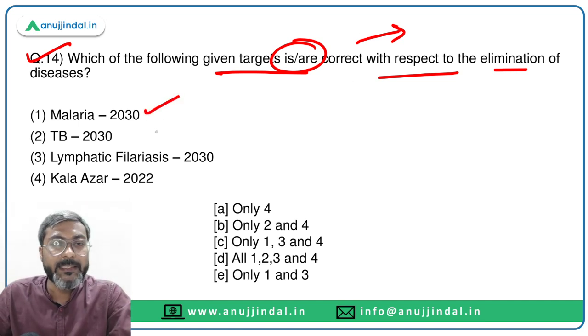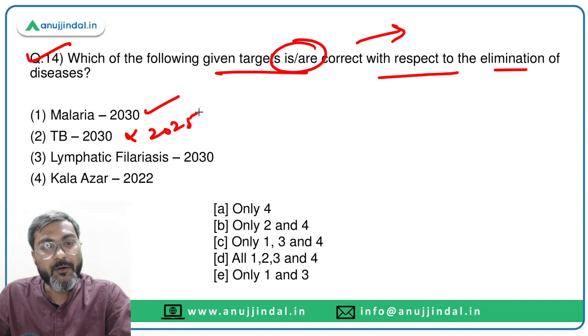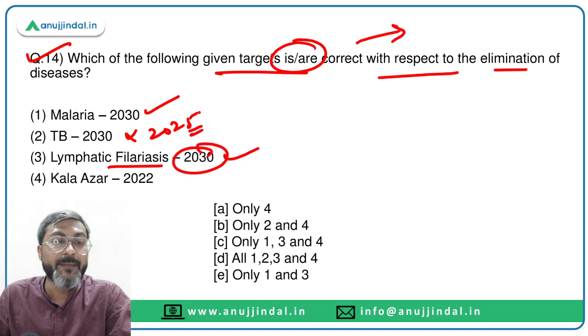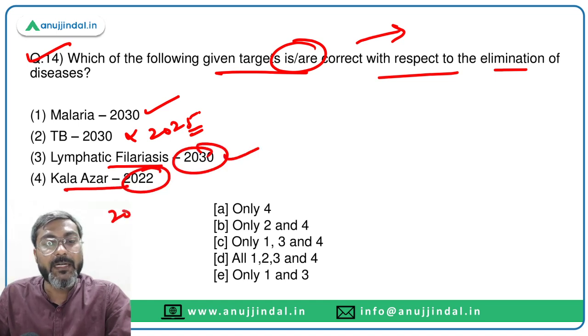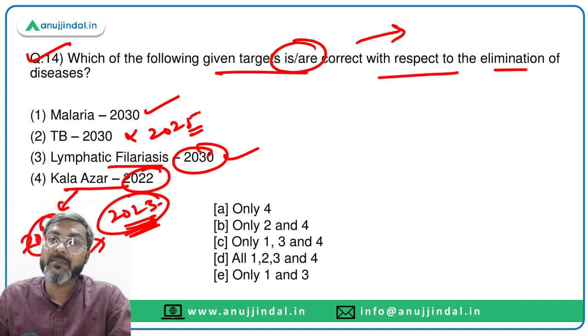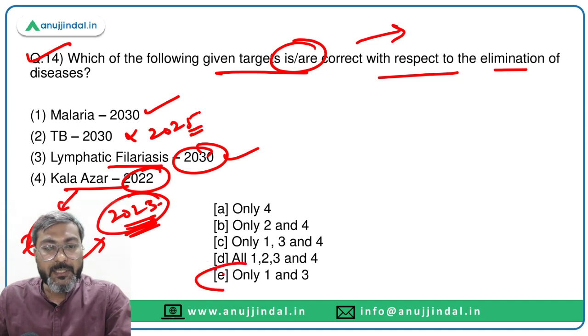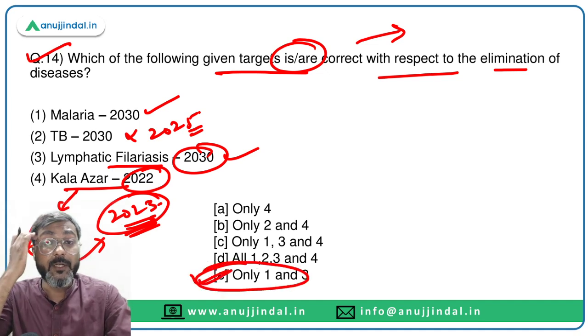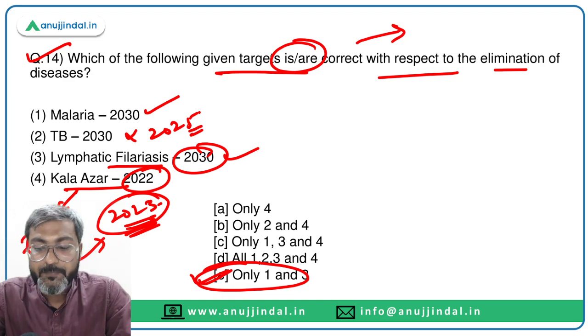Malaria 2030 correct, TB is 2025, not 2030. Lymphatic filariasis 2030 is correct. Kala azar has to be eliminated by 2023. The earlier target year to eliminate kala azar was 2017, which was extended recently to 2023, right. So the correct targets are 1 and 3, right. So option E is the correct answer to this question because we have to identify the correct targets.